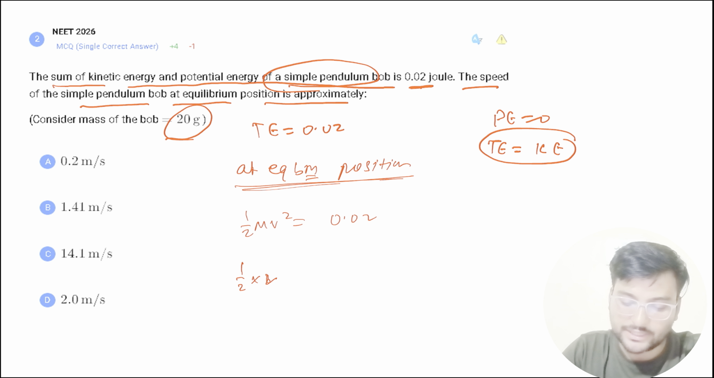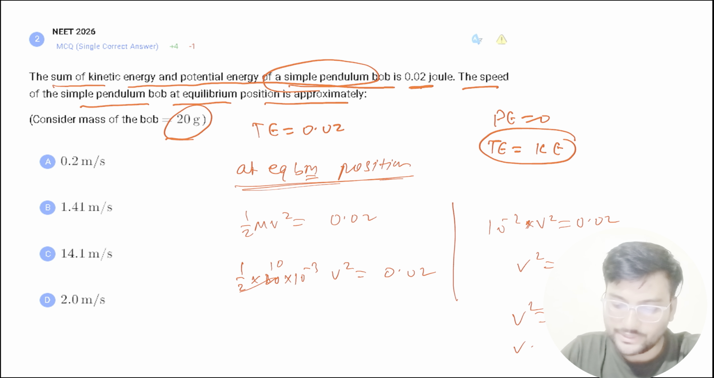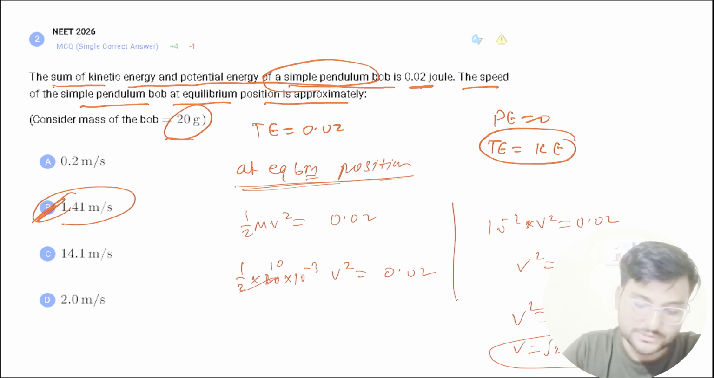That is 0.02. The mass is already given to you as 20, so you convert it into kg, that is 20 into 10 power minus 3. Half m v square is equal to 0.02. So whenever I solve this, it becomes 10 minus 2 into v square, that is 0.02. So v square is equal to how much? 0.02 divided by 10 power minus 2. So v square is 2, so v is equal to root 2, that is 1.414 meter per second, the correct answer. So according to this, option number B is the correct option.